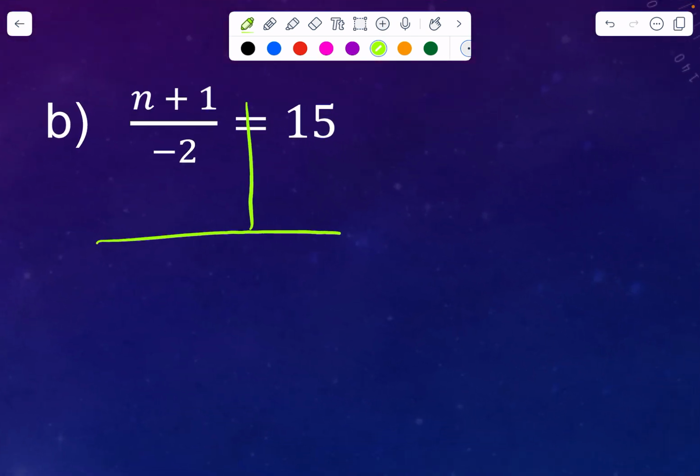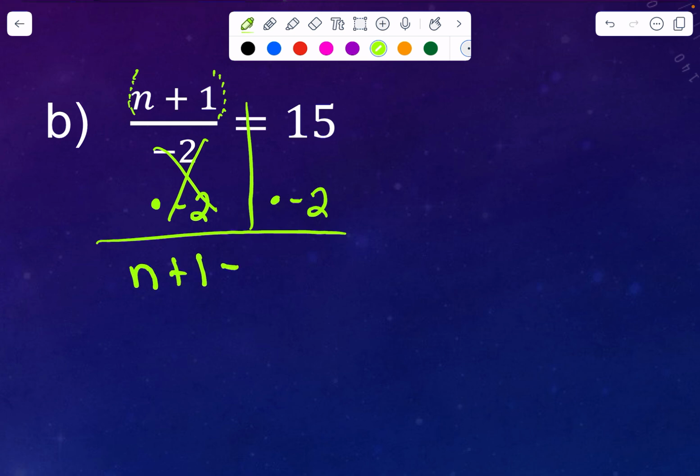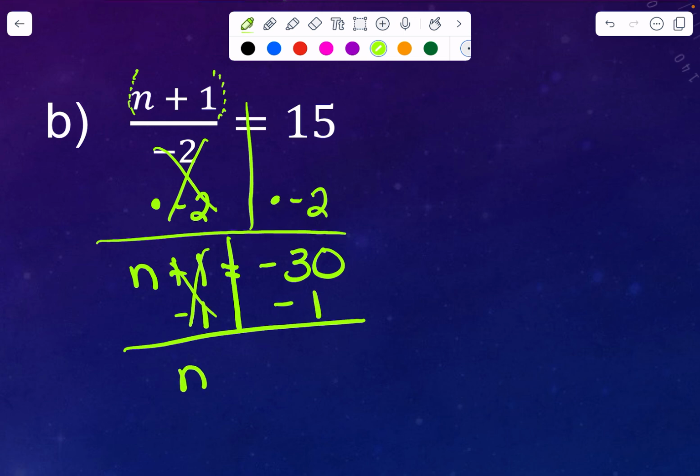On B, we start off and we say, okay, if you notice, I have n plus 1 in the numerator divided by negative 2. Now, remember we talked earlier in the year that even though it's not written, there's a grouping sign around that n plus 1. Those are tightly connected. So the first thing we need to get rid of is the dividing by negative 2. To undo that, we're going to multiply both sides by negative 2. So now I have n plus 1 equals negative 30. Then at that point, I'm going to undo the adding 1 by subtracting, and I end up with n equals negative 31.